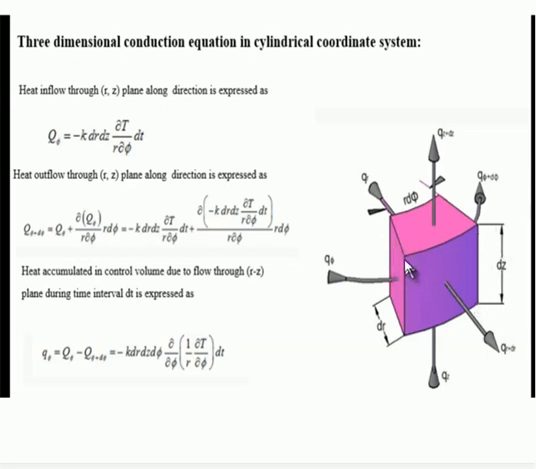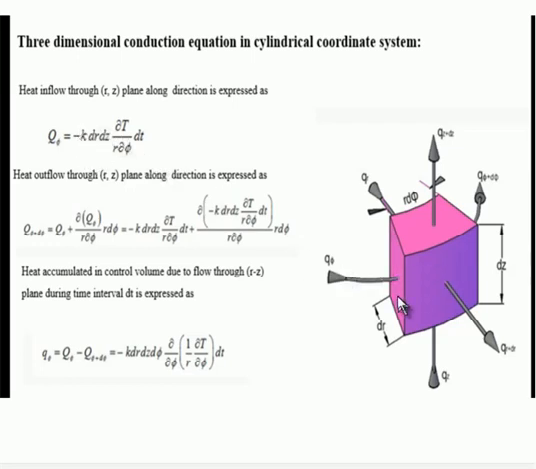So area is dz into dr. That's why here it is minus k A. Instead of A we can write dr into dz, and the heat travels through the distance r d phi. That's why it is r dou phi. Okay, so how to write these equations here?